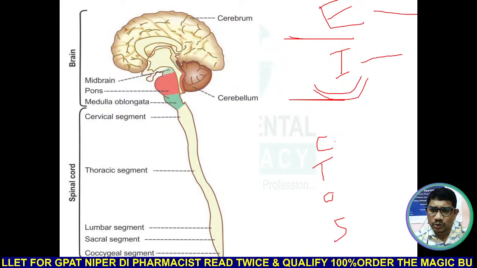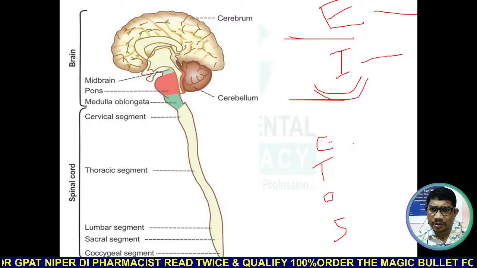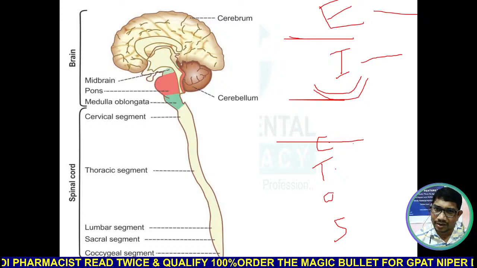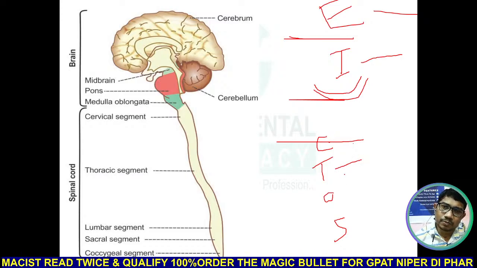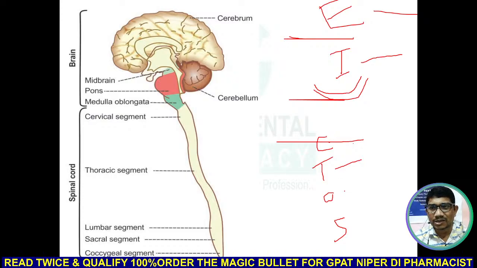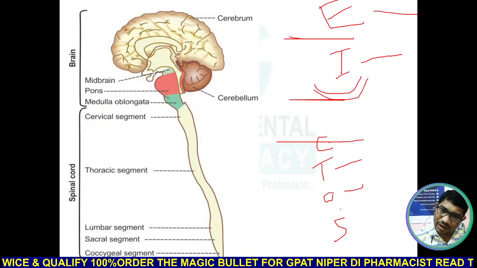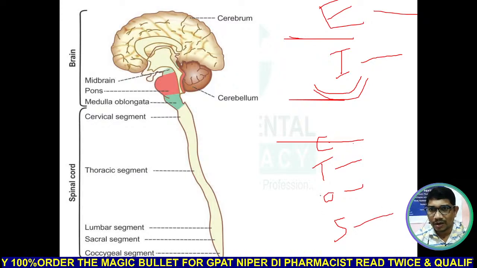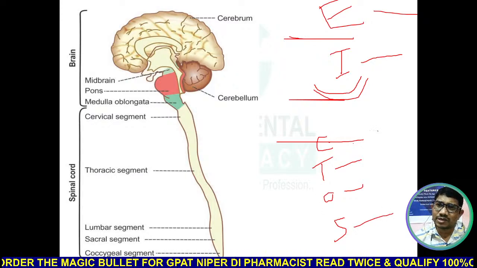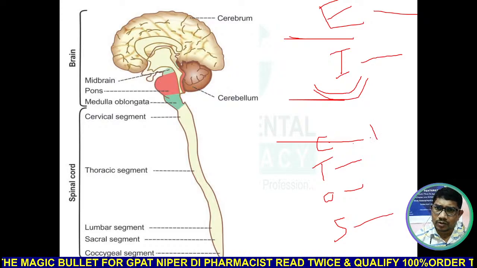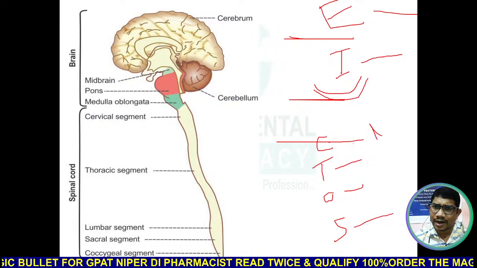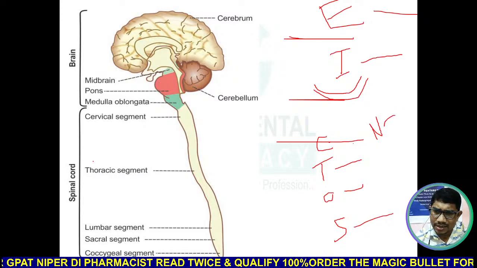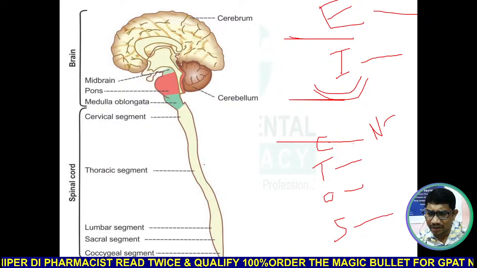Cell means it is a unit, a structural and functional unit of life. A collection of cells together to perform a particular work is known as a tissue. A collection of tissues to perform a particular task is known as an organ, and a collection of organs which work together to perform a particular function is known as a system. Right? So the cell for the nervous system is a nervous cell or neuron. So neuron is the structural and functional unit of your nervous system.